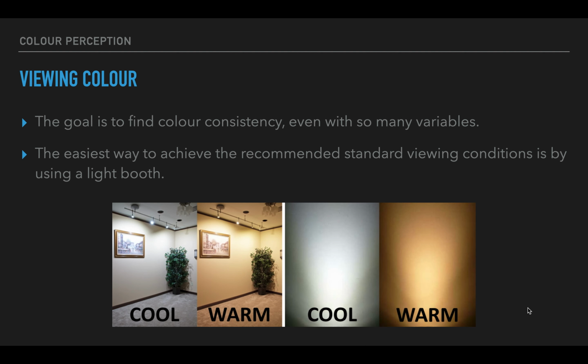The goal is to find color consistency, even with so many variables. The easiest way to achieve the recommended standard viewing condition is by using a light booth. A light booth is a tool that most print shops have, and it's just a table with different light bulbs, and you can switch whether you are looking at your image through cool light, with warm light, or even sometimes they have a form of natural light.